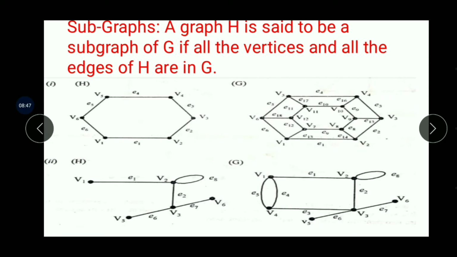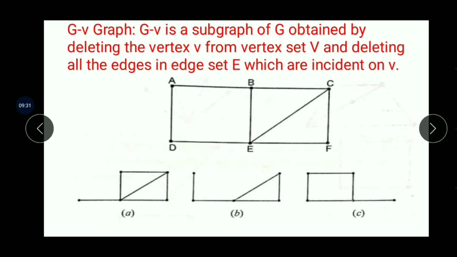Now what is a subgraph? A graph H is said to be a subgraph of G if all the vertices and all the edges of H are in G. Okay, so if all the vertices and all the edges of H are in G, then H is called a subgraph of G. Like here you can see all the vertices and all the edges of this graph H are in G, so H is a subgraph of G. Here also the vertices and all the edges of this graph are there in G, so H is a subgraph of G.